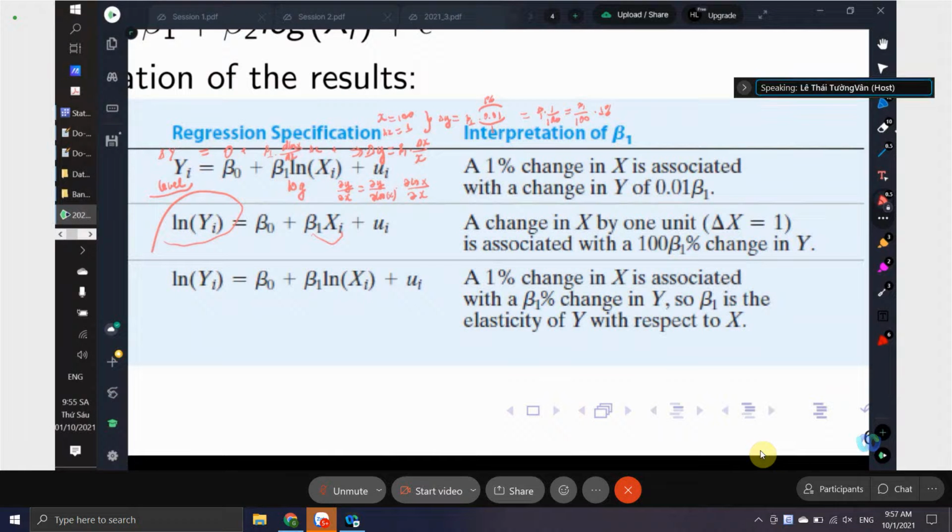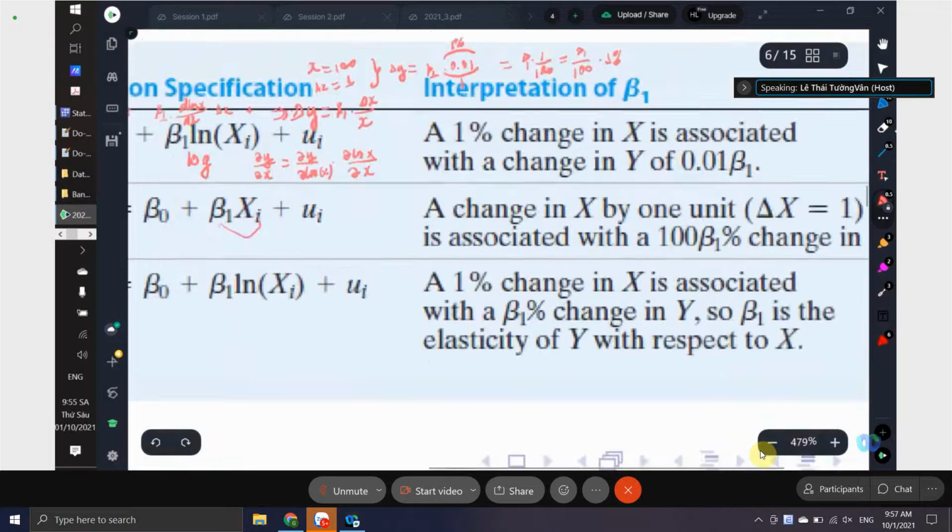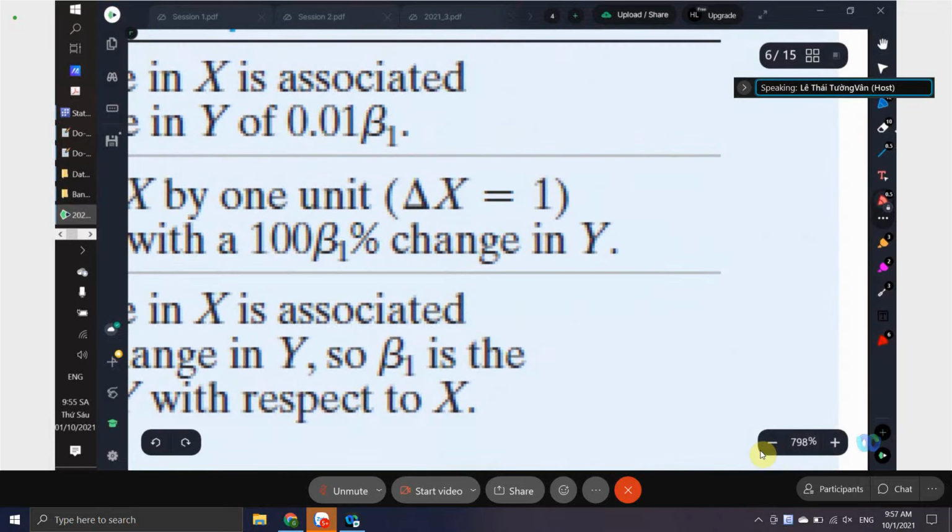The change in x by 1 unit will lead to 100 times beta 1 percent change in y. Percent change in y. Yeah, that's the idea. Why is it the case? If you write it out, you will see that delta y over y equals beta 1 times delta x, right?